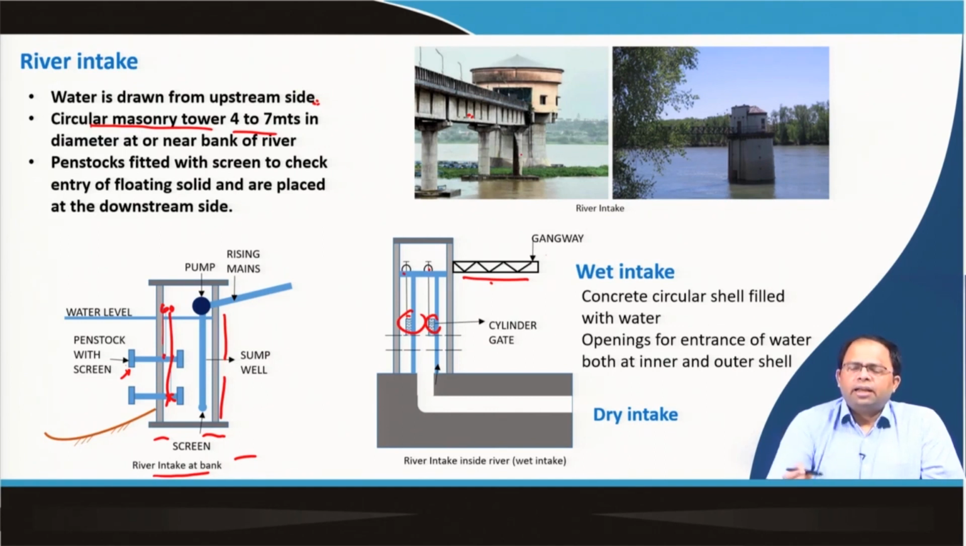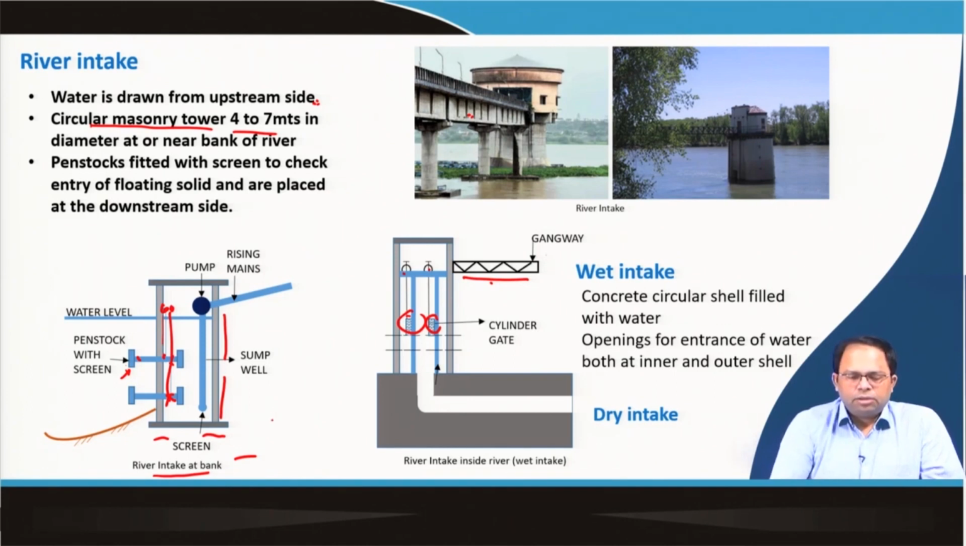It is to ensure that the intake always gets water. So, these are the penstocks fitted with screens to check the entry of floating solids, and they are placed on the downstream side. So, it is usually on the back side. These are fitted in such a way that the direct water coming does not get into this structure; it is coming from the opposite side, and the water is getting inside.